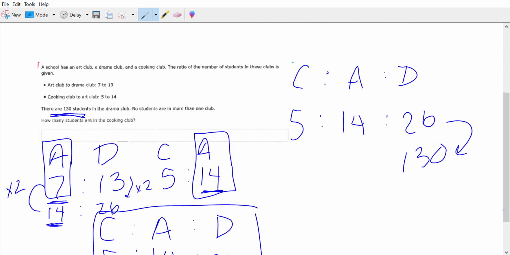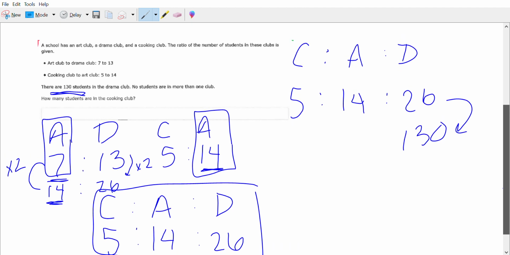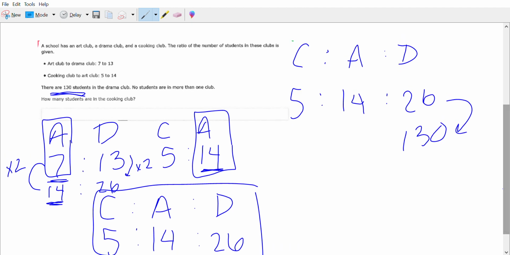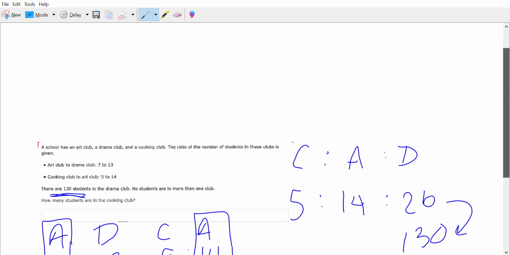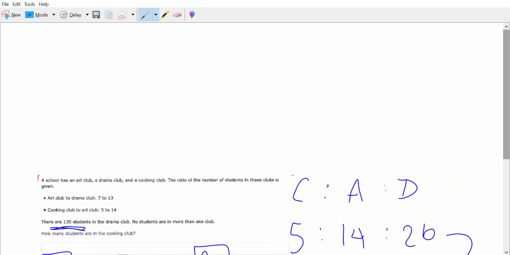I don't know if 26 can go into 130 just off the top of my head, so I would rather scale down to scale forward. Actually, let's see if 26 goes into 130. I have a feeling that it does just because of how these questions work. Let's go ahead and add up our 26s. 26 and 26.